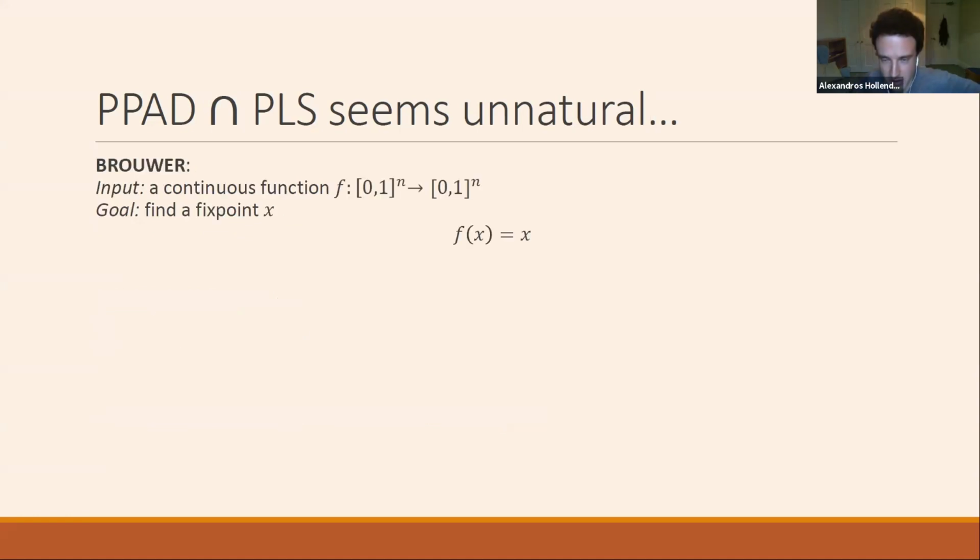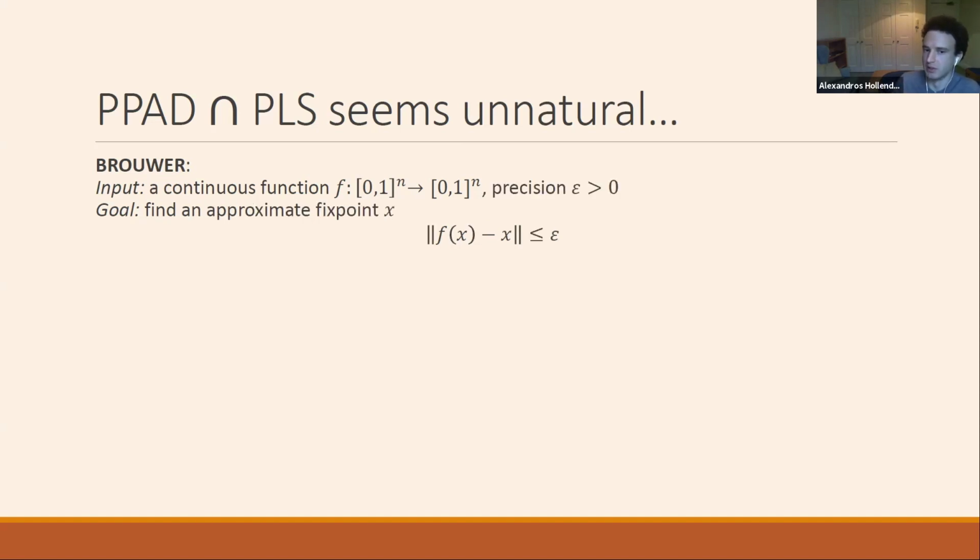So let's look at a more specific example. Let's say for the problem A, the PPAD complete problem, I just take the Brouwer problem. What is the Brouwer problem? I give you a continuous function f from the unit hypercube to itself, and the goal is to find a fixed point of the function, namely a point x such that f of x equals x. And when you define this formally, you actually have to add a precision parameter and look for an approximate fixed point. But that's a detail here, it's not important. And so this problem is known to be PPAD complete.